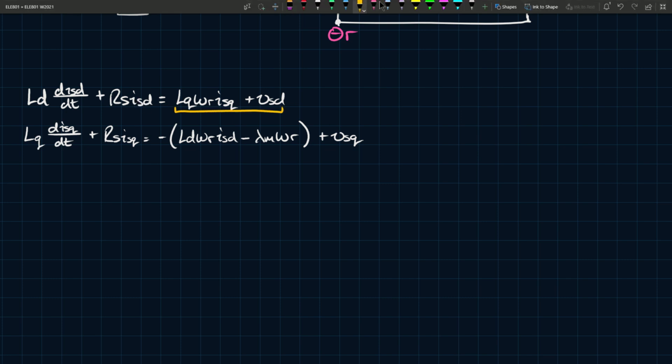So we have this part and we have this part. And what I'm going to do is I'm going to call this part here UD, and I'm going to call this part here UQ. Okay? And based on this, we can formulate what the plant should look like.